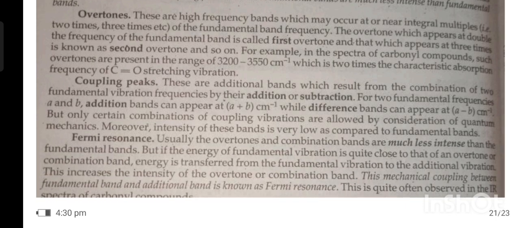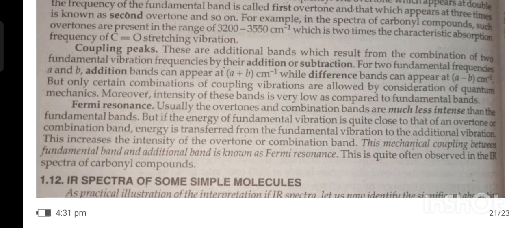Coupling peaks. These are additional bands which result from the interaction of two fundamental vibration frequencies by addition or subtraction of two fundamental frequencies A and B. Additional bands appear at A plus B centimeter inverse, while difference bands appear at A minus B centimeter inverse. But only certain combinations of coupling vibrations are allowed by consideration of quantum mechanics. Moreover, the intensity of these bands is very low as compared to fundamental vibration.